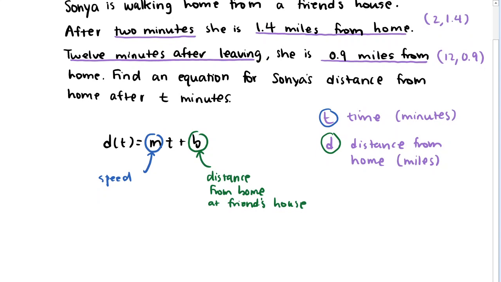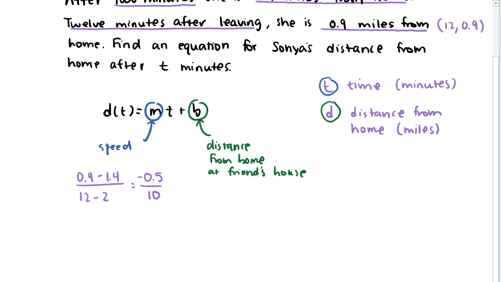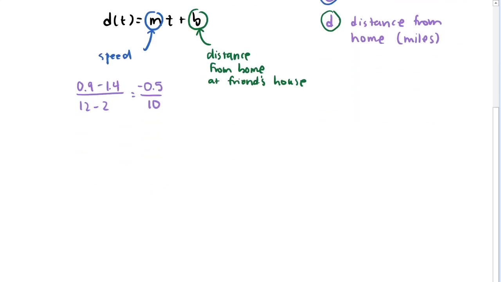I'm going to take 0.9 minus 1.4, and I'm going to divide that by the change in the input value, so 12 take away 2. And we get, well, 0.9 take away 1.4, that's negative 0.5. And then we divide that by 12 take away 2, that's 10. And negative 0.5 divided by 10, well, that's negative 0.05.